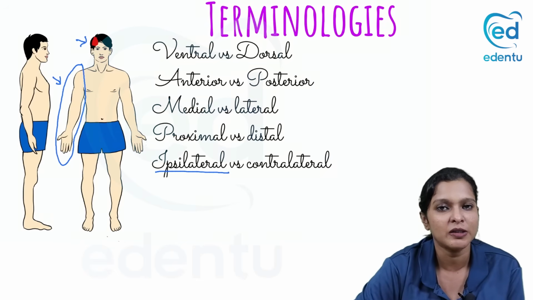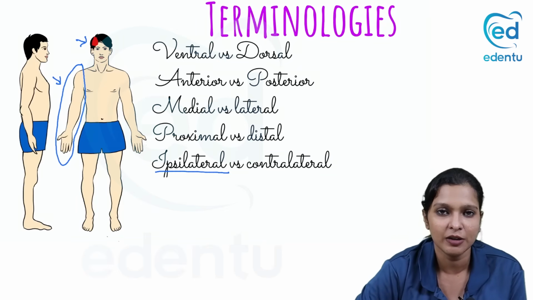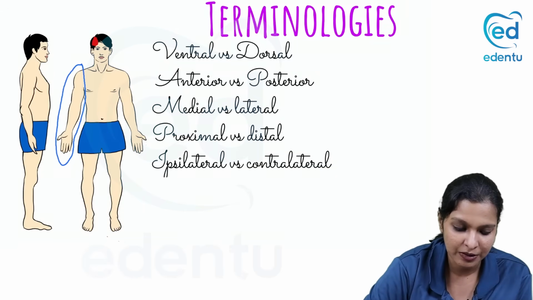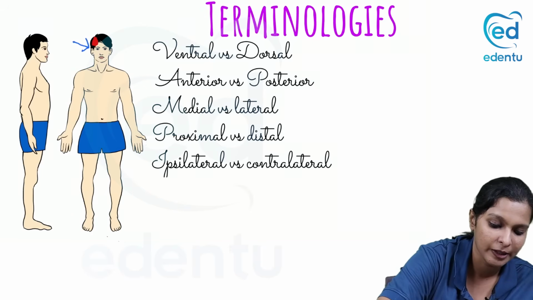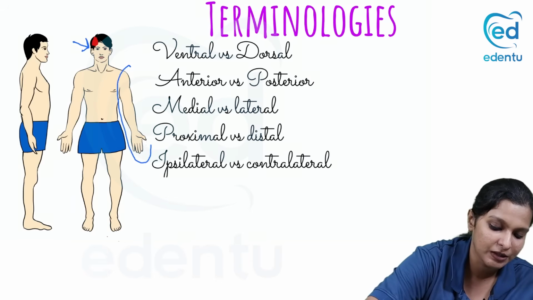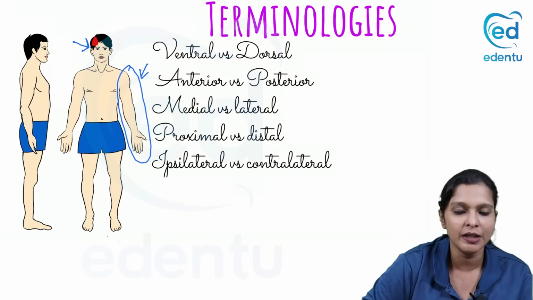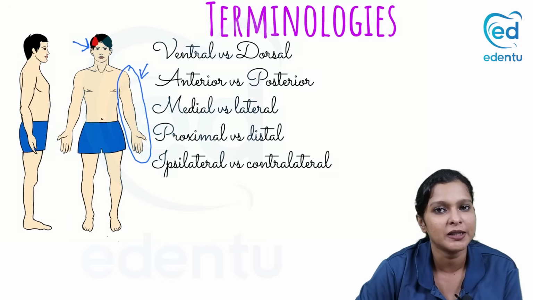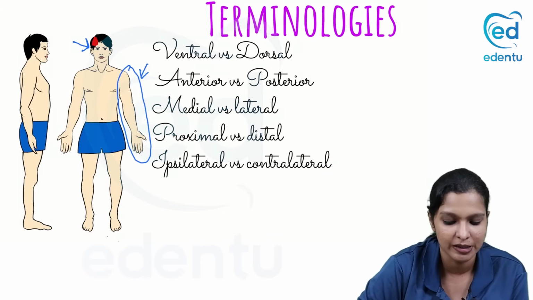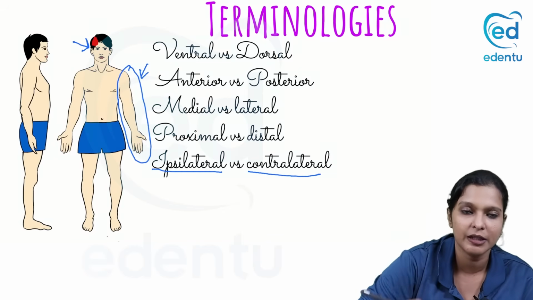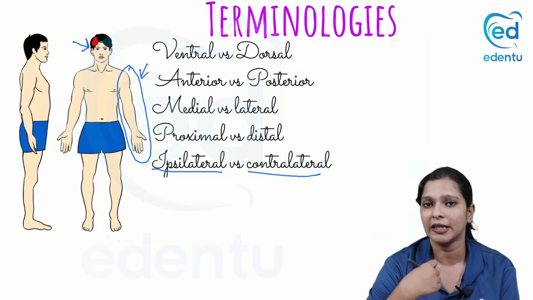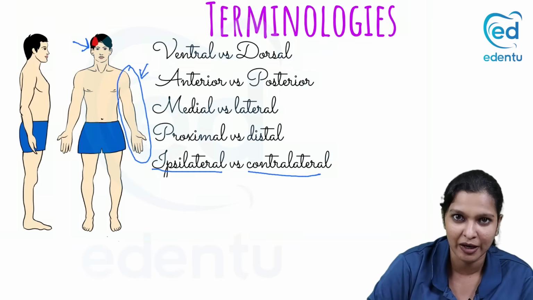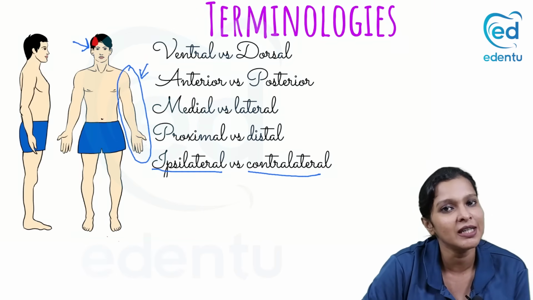If the problem as well as the effect due to the problem is on the same side, it is called ipsilateral. Now, let's assume the bleed is on this side only. The bleed is here, but the opposite side upper limb is not functioning. Then it is called contralateral. The cause for something and the effect of that, if present on the same side, is called ipsilateral. If it is present on two different sides, for example, the cause is on the right side and the effect is on the left side, then it is called contralateral. So that's the next pair of terminologies, ipsilateral versus contralateral.